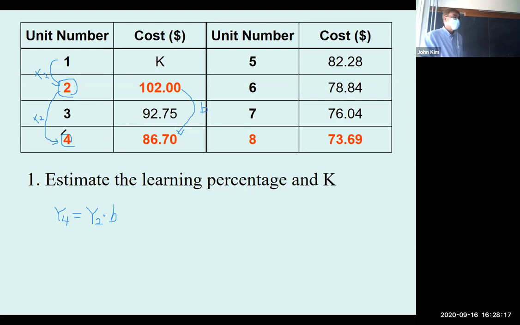When it's doubled from 2 to 4, 2 to 4 times B. So y fourth, this one, equals y second times B. So y fourth is 86.7 equals y second 102 times B.